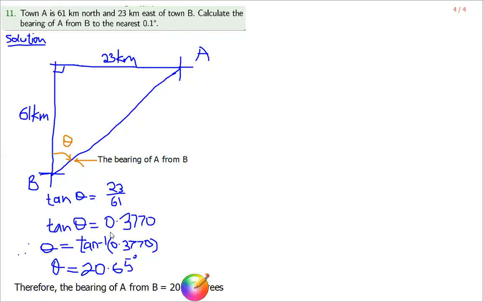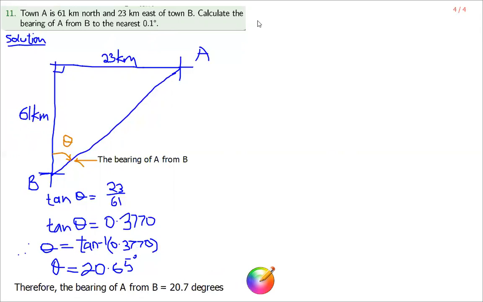Tan theta equals 0.3770. Therefore, theta equals tan inverse of 0.3770, which is equal to 20.65. Therefore, the bearing of A from B is equal to 20.7 degrees to the nearest 0.1 degrees.